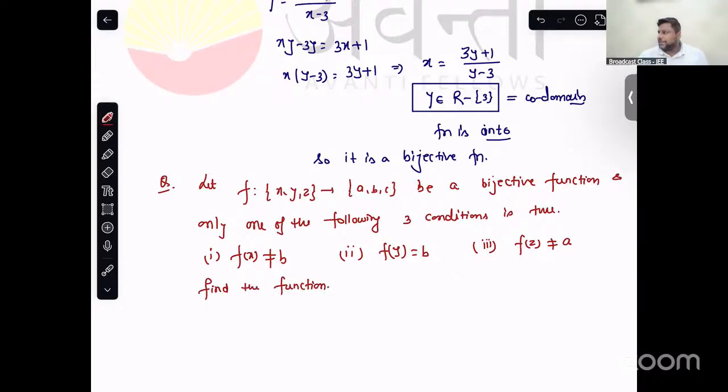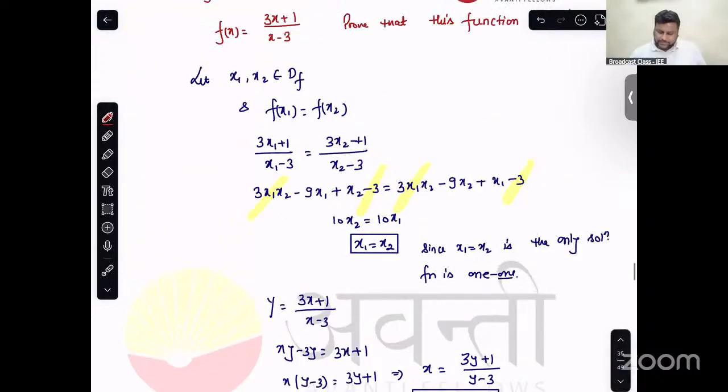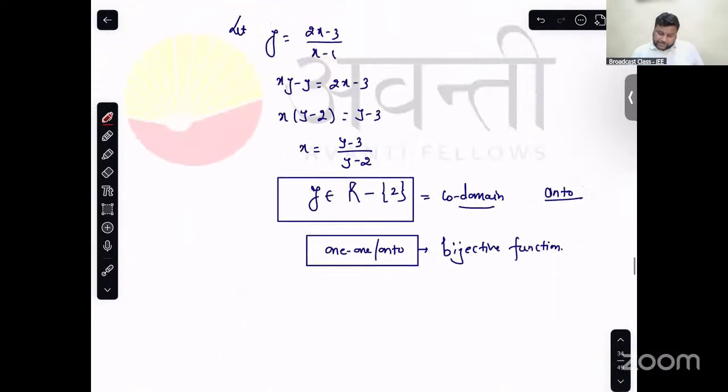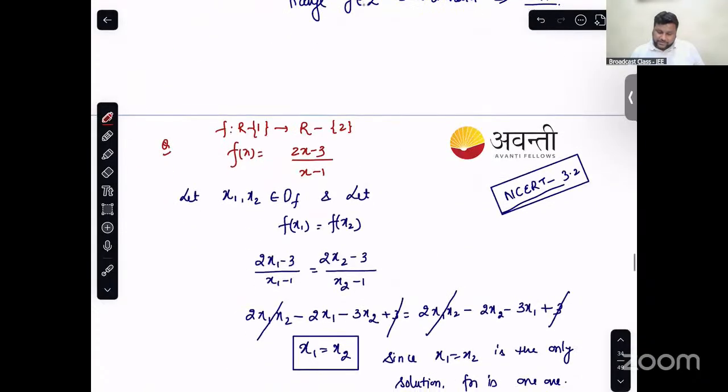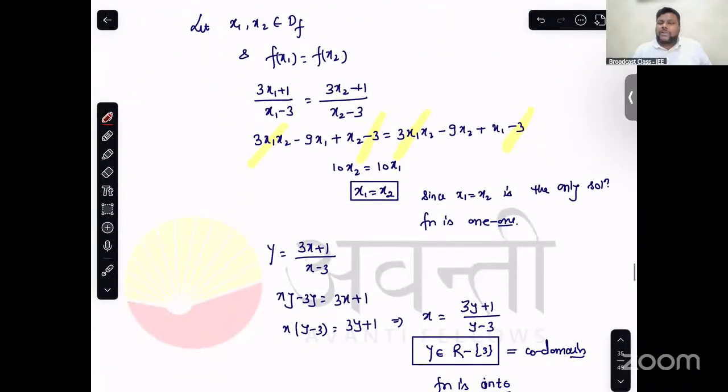Yeah, Thanush, what are you saying? Previous question, see, yesterday only I explained this kind of question also. Last class also, yesterday we have done this question. So to prove one-one, we assume first of all x1, x2 belong to the domain of the function and f(x1) equals f(x2). Correct? Then we solve the equation. After solving, if I get x1 equals x2 as the only solution, this function is one-one.